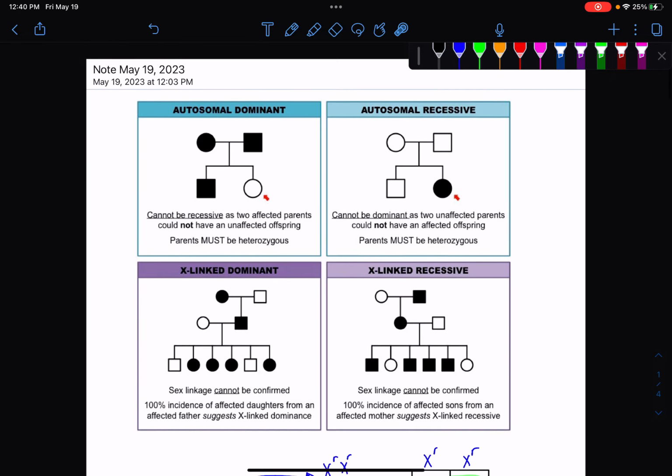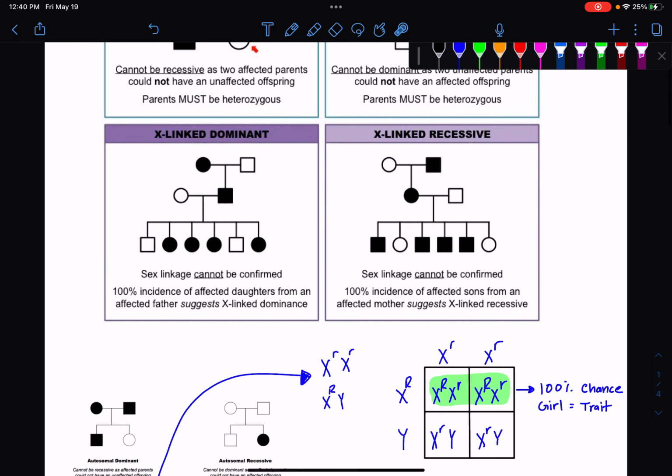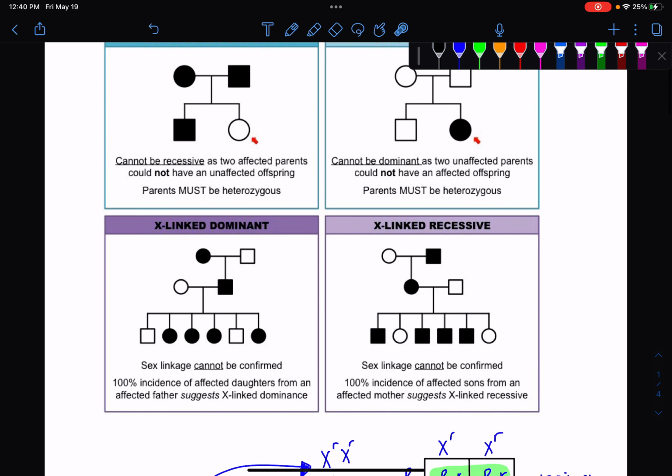Okay, moving on. We have X-linked dominant. Now, X-linked dominant has a 100% incidence of affected daughters from an affected father. That is key. Now, this suggests X-linked, meaning it could be autosomal dominant, but it's suggestive of being X-linked due to the pedigree of X-linked, which I'll show a little bit down here.